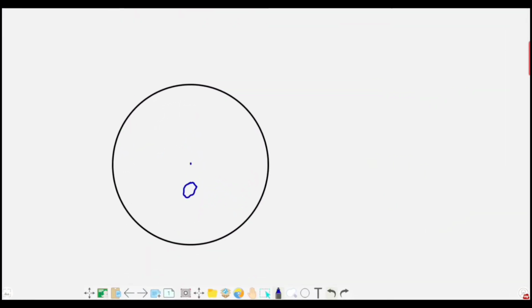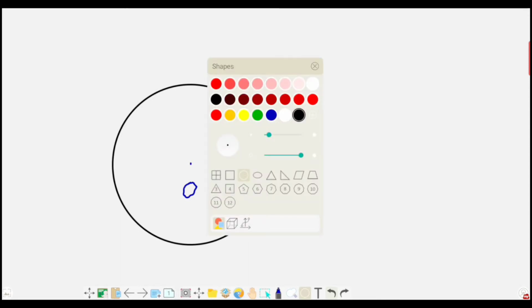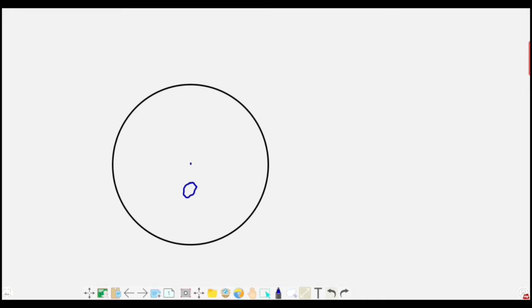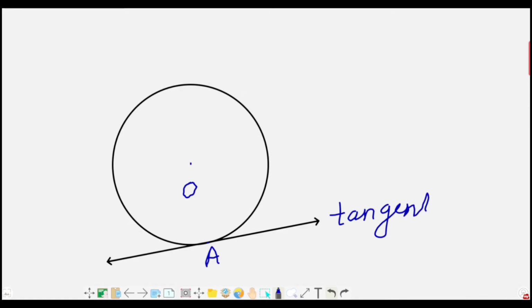Now students, I have taken one circle with the center O. If I take any line which touches the circle at a point, then that is known as the tangent. Suppose it touches at the point A, then it is known as the tangent to the circle at A. And this A is known as the tangent point.